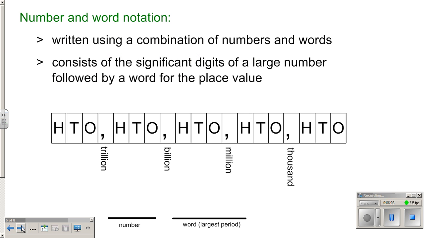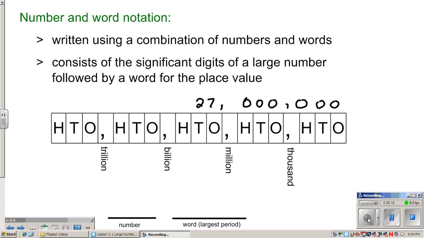The next one we're going to talk about is number and word notation. Number and word notation is written using a combination of numbers and words. It consists of significant digits of a large number followed by a word for the place. Okay, so let's take this number. This number is 27 million.